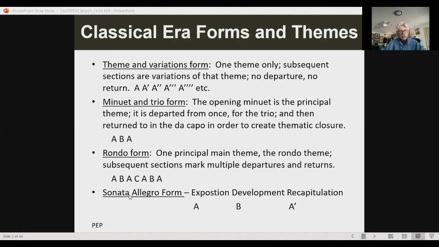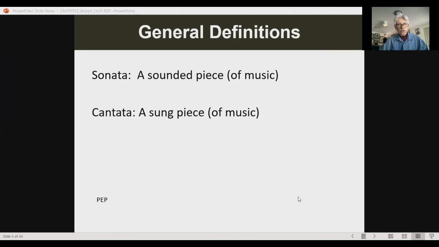It turns out to be very symmetrical. And this one we're going to do the sonata allegro form, which has an exposition, a development, and recapitulation, A, B, A prime, which means it's not exactly the same. So, general definitions of terms. Sonata is a sounded piece of music, and a cantata is a sung piece of music.